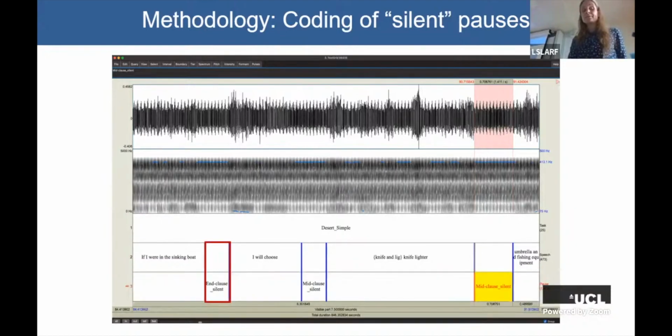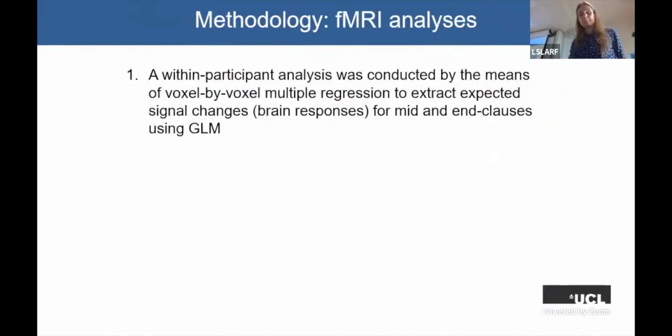Here's an example of an end-clause silent pause: "If I were in the sinking boat, pause, I will choose." This is between two clauses. And here's an example of a mid-clause silent pause: "I will choose knife like, knife lighter."